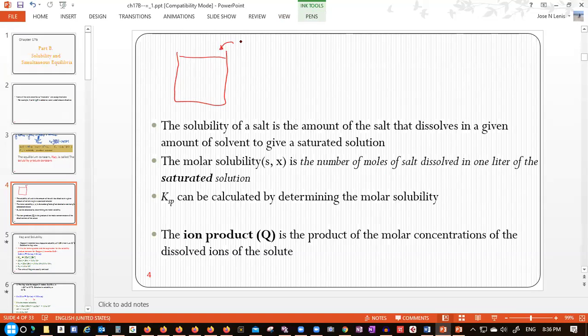Let's take the same case of silver chloride, AgCl, solid. And we have water here. At a specific temperature, right? Because we are going to see the temperature plays an important factor during the solubility. Let's say at 25 degrees Celsius, room temperature. And we had that experience of the effect of temperature on solubility.